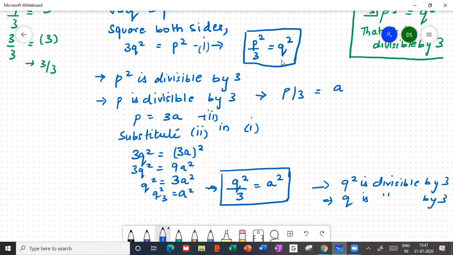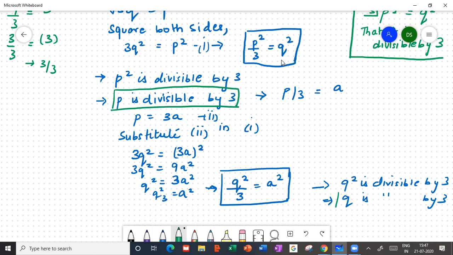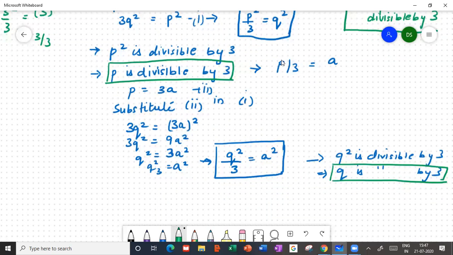So what do I get? I made one statement here that p is divisible by 3, and now I'm saying that q is divisible by 3. I'm going to combine them into one statement: p and q are divisible by 3. So 3 is a factor of p and q.